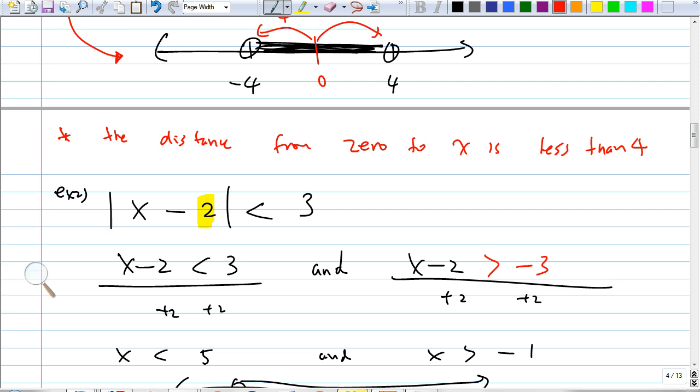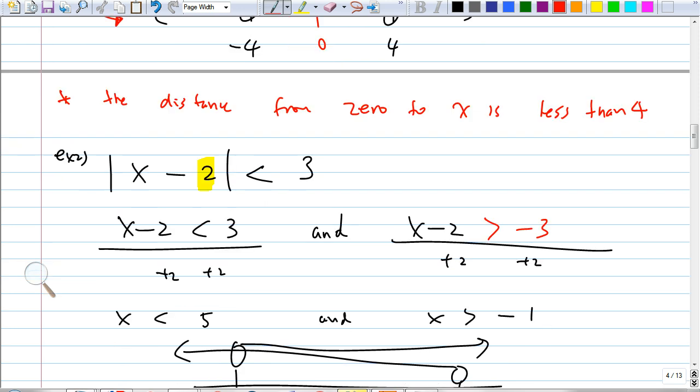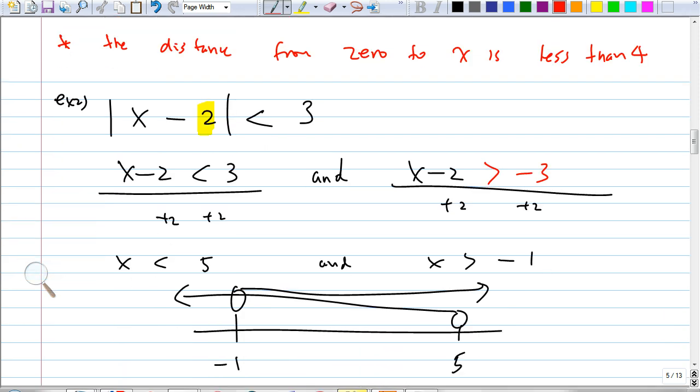Now, unlike the other ones where you had the absolute value of x by itself, is your center going to be 0 again? No, this time it won't be. So I'm going to have, look, x less than 5. As you can see, by the way, is it going to be left side of the 5 or right side of the 5? Left of 5, x is less than 5.